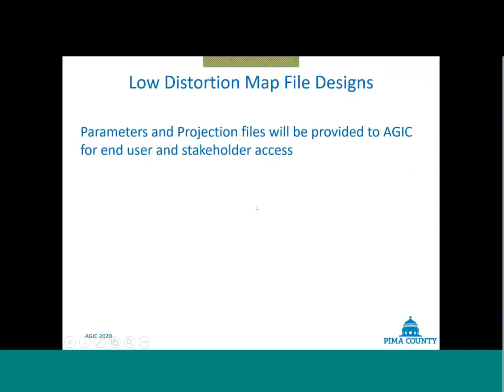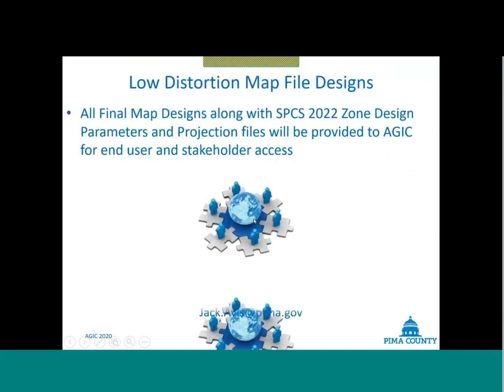And that being said, this is the final slide. All final map designs along with the state plane coordinate systems for 2022 and the projection parameter files will be provided to AGIC and the end users and stakeholders. That's a big part of getting people to adopt these systems.